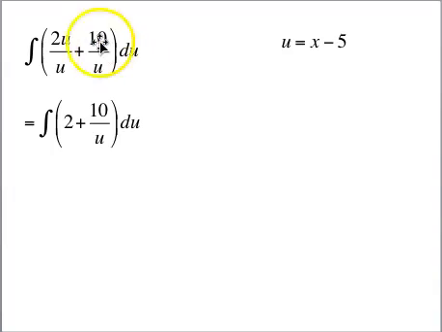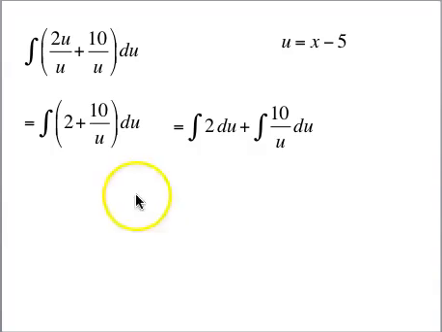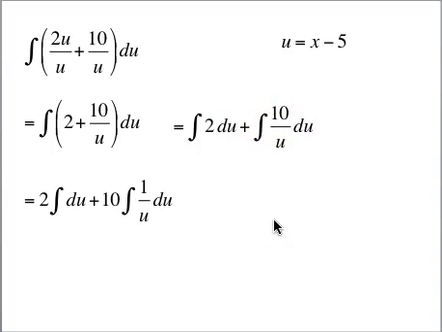Integral of the sum is the sum of the integrals. Integral of 2 plus integral of 10 over u. Tell me a function whose derivative is 2 if u is the variable. It's 2u. The 10 will pull out in front. And the integral of 1 over u is natural log of the absolute value of u. So here's our 2u plus 10 times the natural log of the absolute value of u.